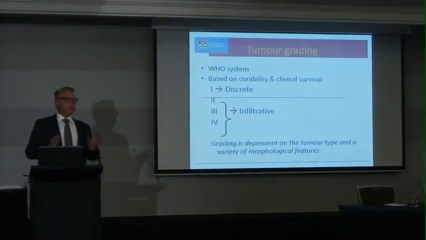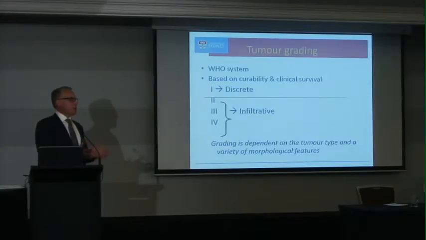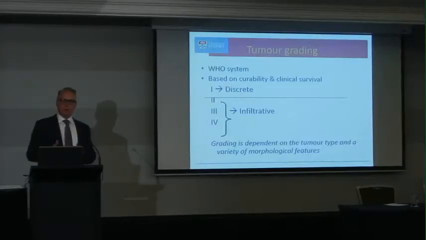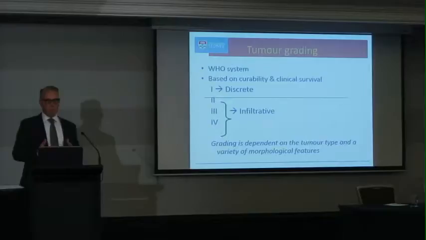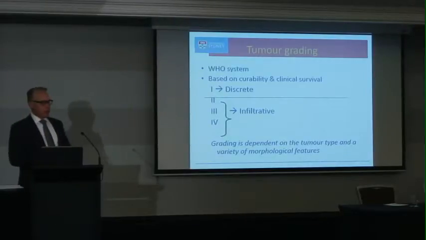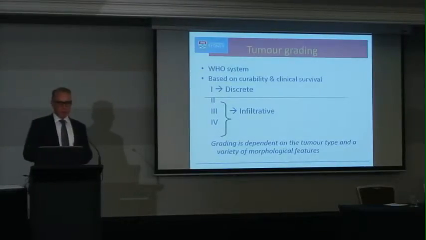Once you have the tumour type, okay, this is an astrocytoma, you then have to give it a grade. A grade is a rough indication of how that tumour is going to behave. The WHO has a very simple grading system that's applied across lots of different tumour types, not just brain tumours, but sarcomas and other tumour types. And it's a 4-tiered grading system.